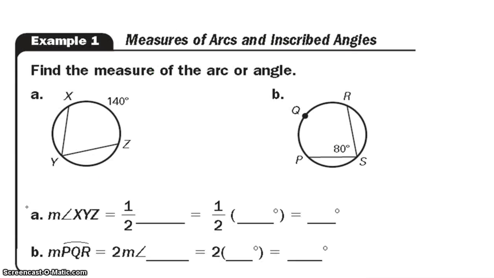Alright, so let's do some examples. First off, it says find the measure of the arc or the angle. So in this case here, we've been given arc XZ. Now we know that the arc is going to be twice the length of the inscribed angle. So the measure of the angle XYZ is going to be 1/2 of arc XZ. And since arc XZ is 140 degrees, half of that is 70.